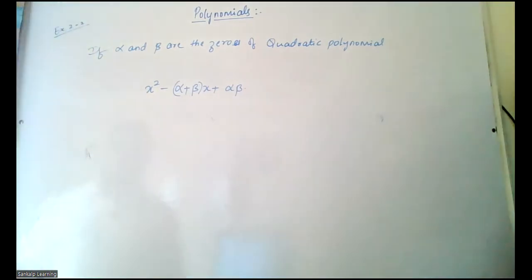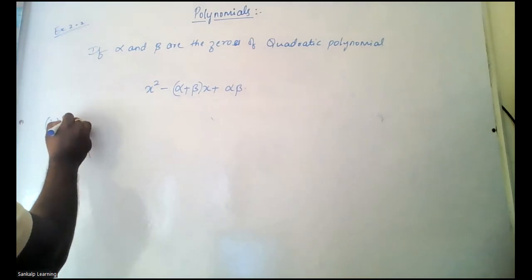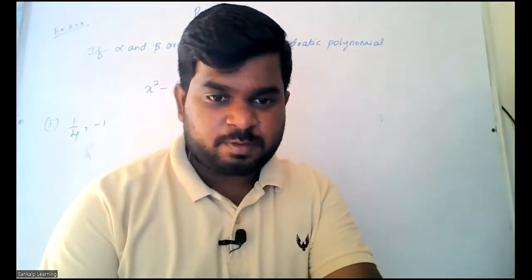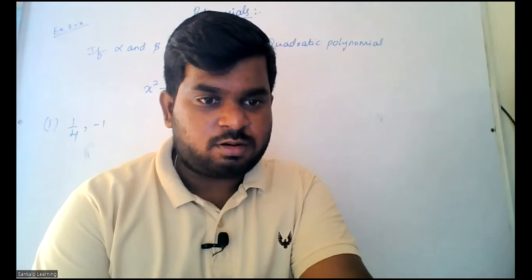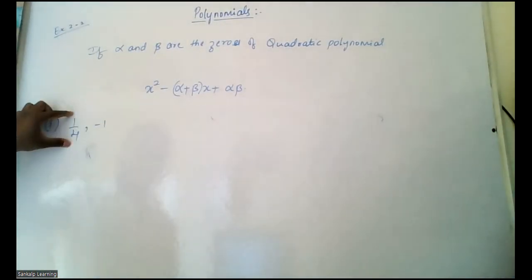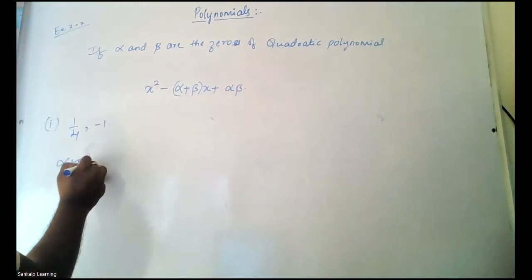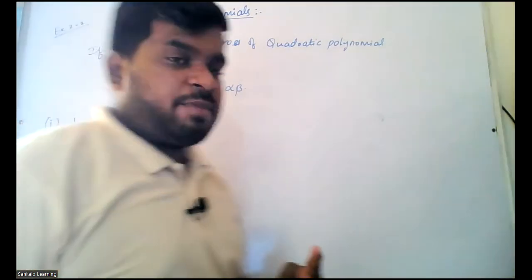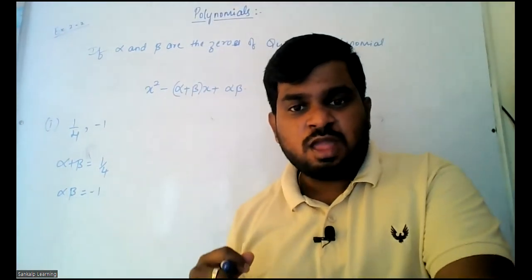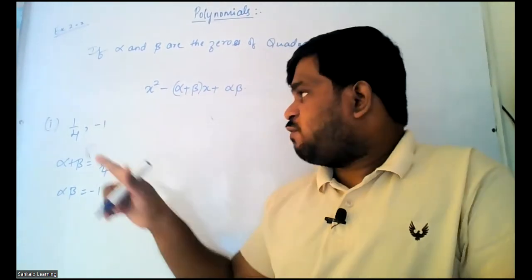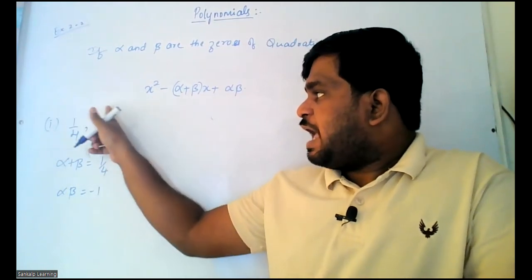Okay, so let's take the first question. The first question is 1 by 4 and minus 1. Let's look into the question again. Let's confirm whether it is 1 by 4. Yeah, it is 1 by 4 and minus 1. So the question says this number is the sum of zeros. That is, alpha plus beta is 1 by 4 and the other number is alpha into beta. Sometimes they might change the question. Here the question is we have to find the quadratic polynomial. They have given us the sum of zeros and the product of zeros. This is alpha plus beta, and this is alpha into beta.